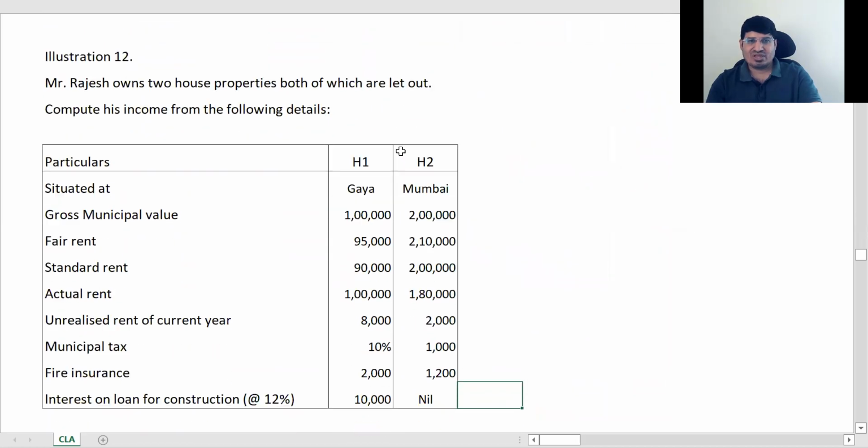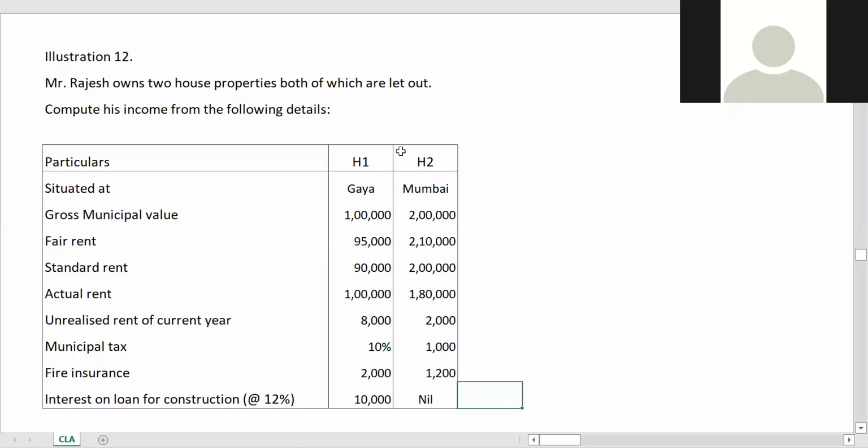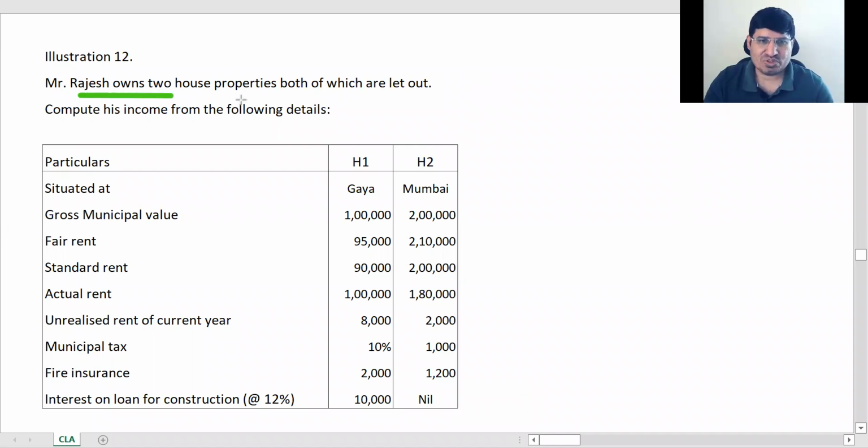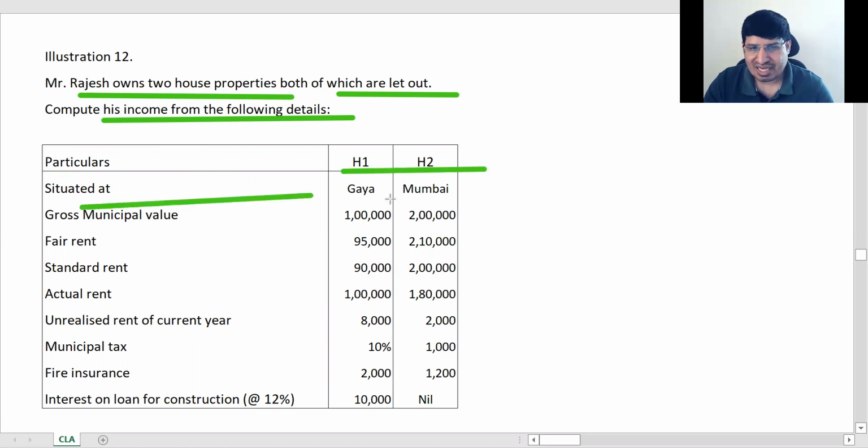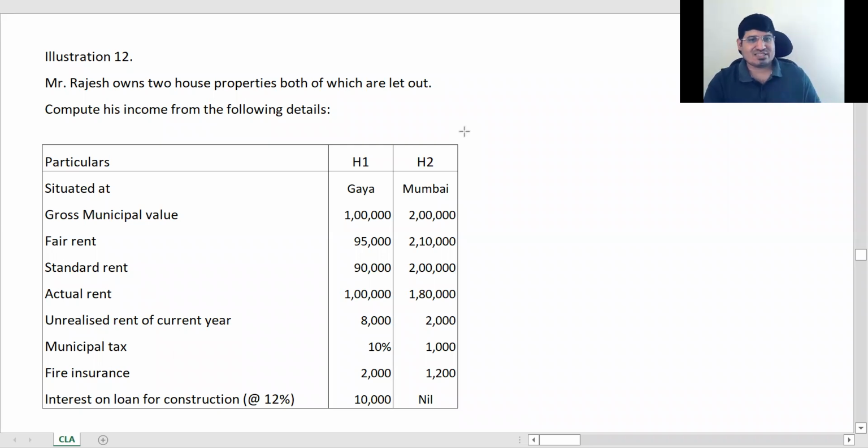Okay, chalo, we'll do one more problem. So this problem says Rajesh owns 2 house properties, both are let out. Compute his income. Okay, so now this is like our regular problems. There are 2 houses, one is Gaya, one is Mumbai.